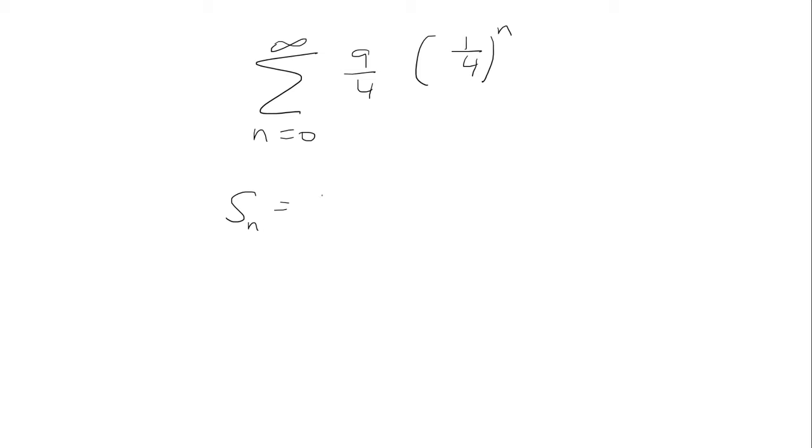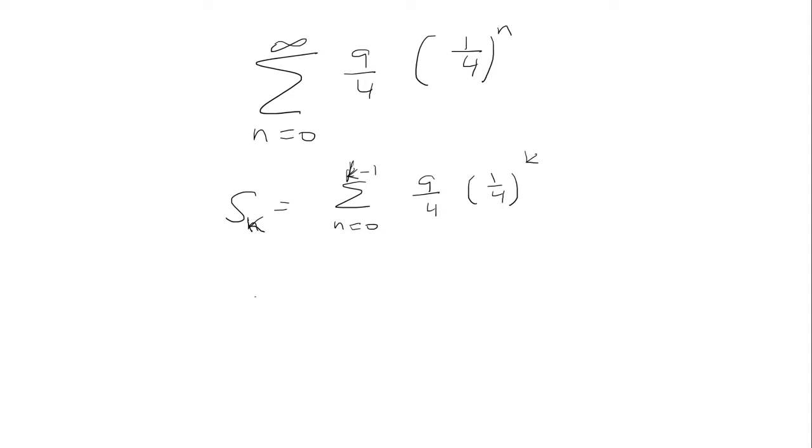This is the sum of the first n terms. Basically, I'm going to change the notation. We'll call it S sub k, so we'll go from n equals 0 to k minus 1 of 9/4 times 1/4 to the n. This is the sum of the first k terms.